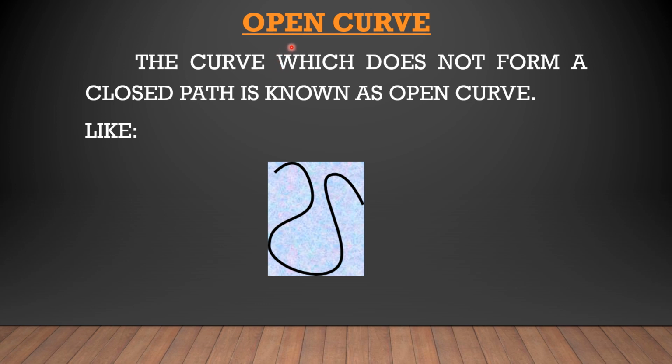Next is open curve. The curve which does not form a closed path is known as open curve. So here in this curve, this point is a starting point and this one the end point. And this curve is open since it is not forming a closed path. So this is an example of open curve.